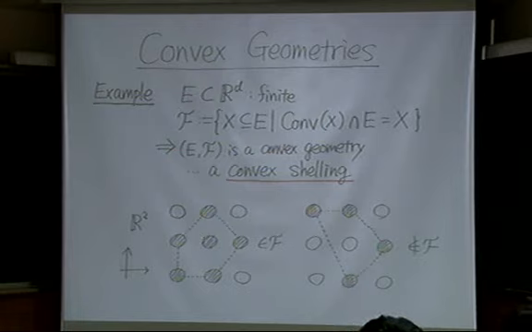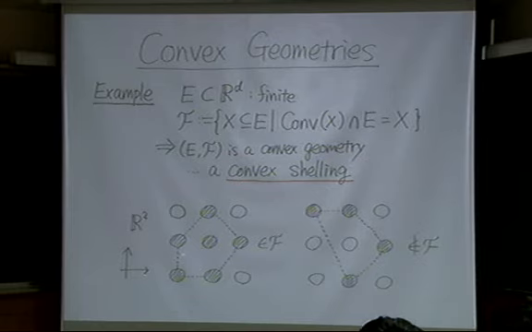So let E be a finite set in d-dimensional space, and let F be a family of subsets X of E such that the convex hull of X intersected with the set E is equal to X. Then this pair satisfies the definition, and this is a convex geometry, and this kind of convex geometry is called a convex shelling. And this is a picture of this, for example.